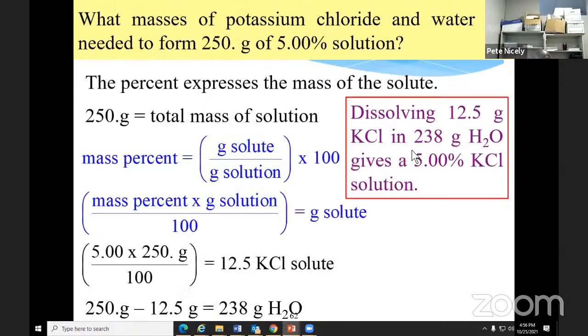Okay, so this is just saying you dissolve 12.5 grams of potassium chloride in 238 grams of water to get a 5% solution. All right, so this is just describing how you'd actually make up the solution.